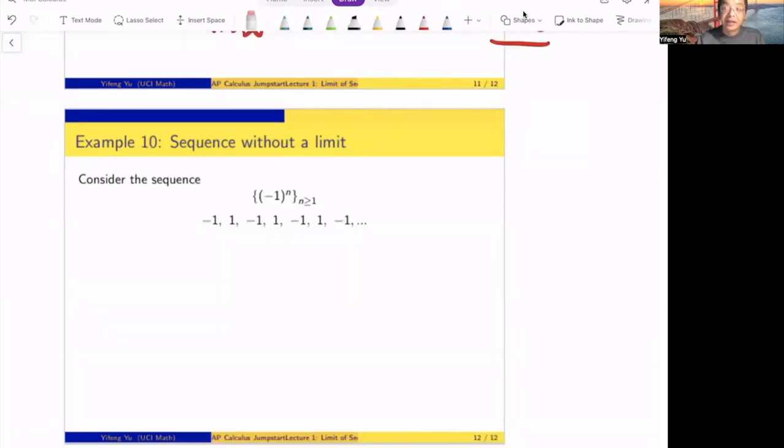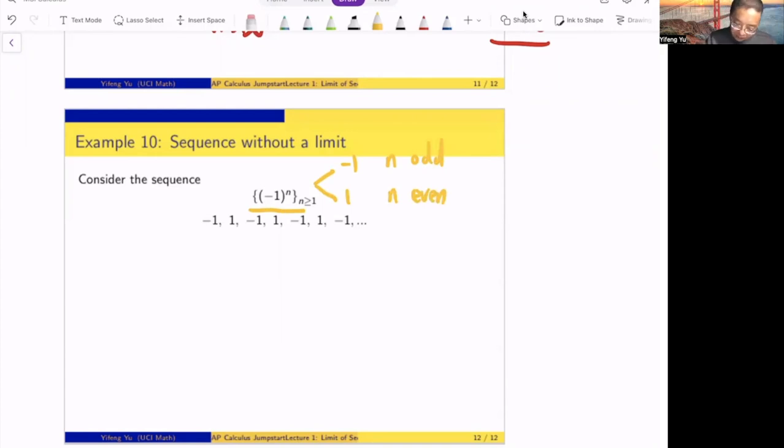Now let's look at example 10. This is another example that does not have a limit. This is the alternating sequence, negative 1 to the power n. We know that if n is even, it's 1. So we can write this sequence as negative 1 if n is odd, and 1 if n is even. The whole sequence switches between 1 and negative 1.